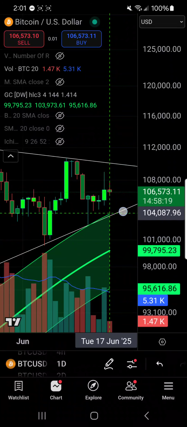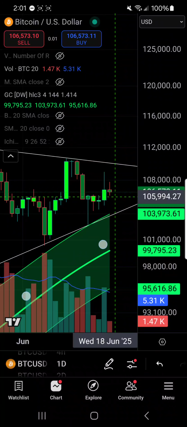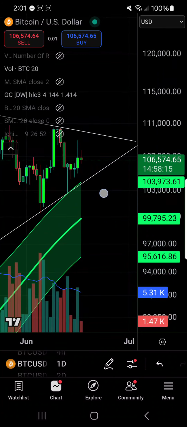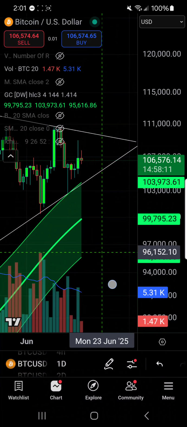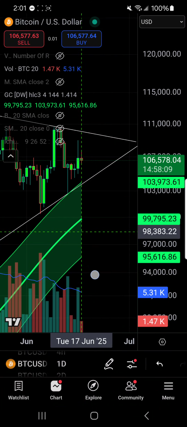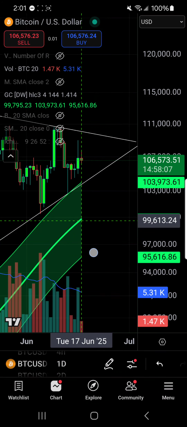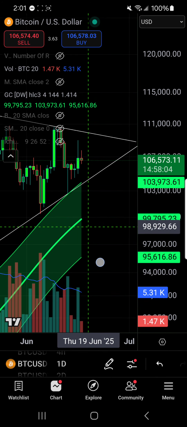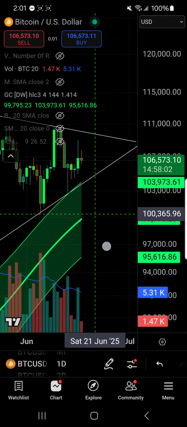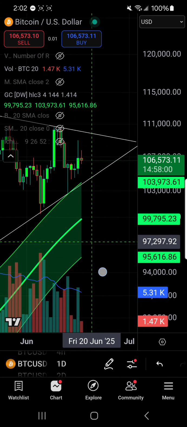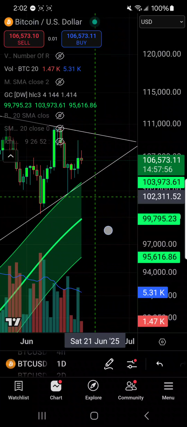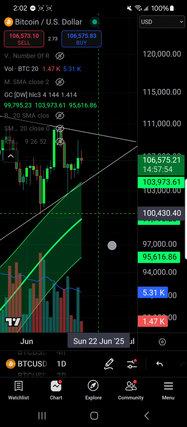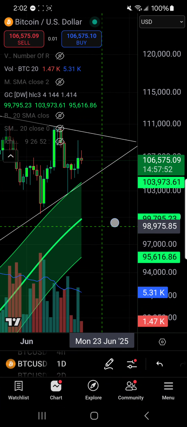Now, once you break into the Gaussian channel, you tend to go down into it. We could go all the way down into the bottom here. Well, see, the mean band right now is at about 99. This is on Coinbase, so it might be a little bit different than the index. It's almost at 100. And so we could very well come down to the mean band and bounce.